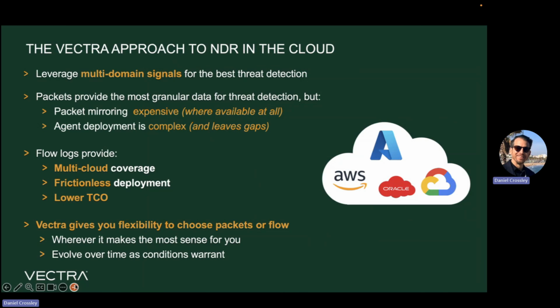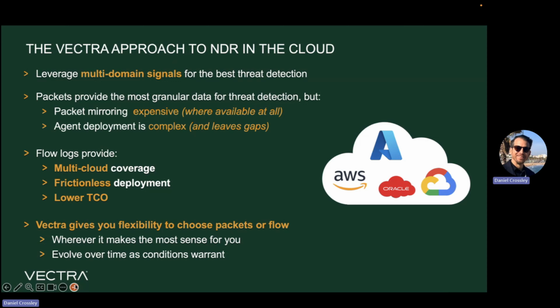Now, let me introduce you to the Vectra approach to NDR in the cloud, otherwise known as a modern NDR. And that is we're leveraging multi-domain signals to provide the best threat detection, coverage, and capability for our customers. Now, when it comes to the network in particular, let's dive into that. The network is made up of two key components, especially in cloud environments. So first of all, we've got packets and we've got flows. Now, packet capture provides the most granular level of threat detection because the packet payload very often contains very useful bits of information or features which the Vectra NDR can extract to detect attacker behaviors. So this is a very, very key element of the Vectra threat detection platform, that is packet ingestion.